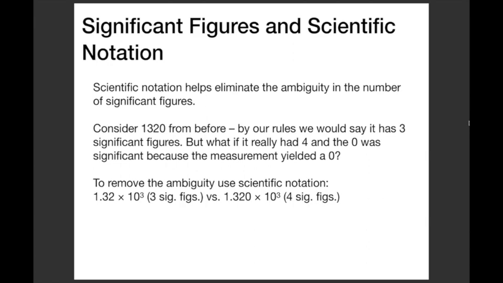If we have 1,320 and we have 3 significant figures, reporting this as 1.32 times 10 to the 3 will remove that zero. We therefore have 3 significant figures, and that's obvious in the reported value. If that zero is significant and we report 1.320 times 10 to the 3, we now know that that has 4 significant figures because that zero comes after the decimal point.